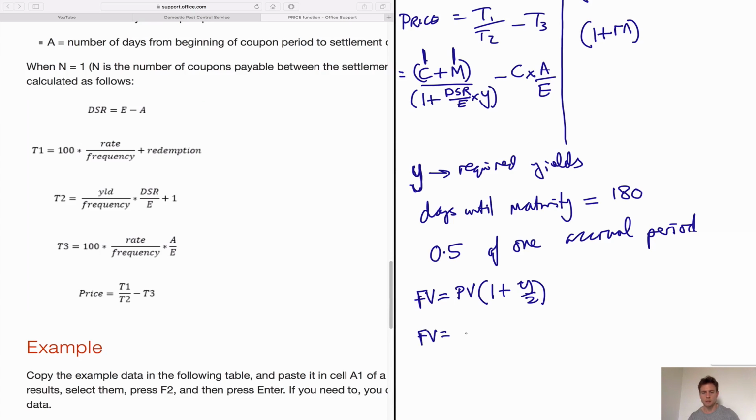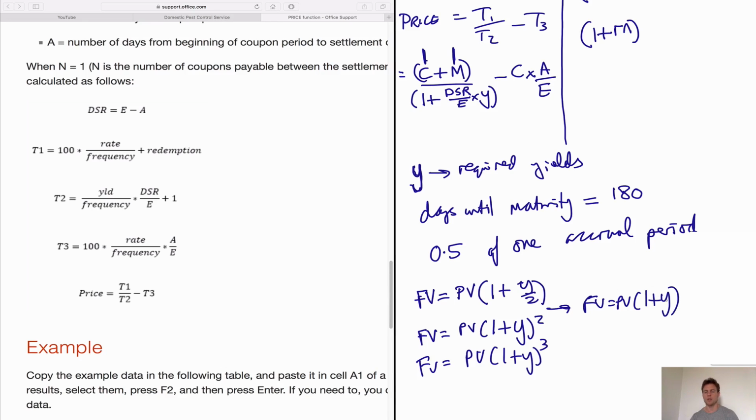After 2 years, my future value would be PV times 1 plus Y to the power 2, because I've compounded over 2 whole periods. And after 3 years, it would be PV times 1 plus Y to the power 3. After 3 whole periods, I've compounded 3 times. And after 1 year, in the middle here, future value is the present value times 1 plus Y to the power 1. That's after 1 year. You get your full Y as your return.